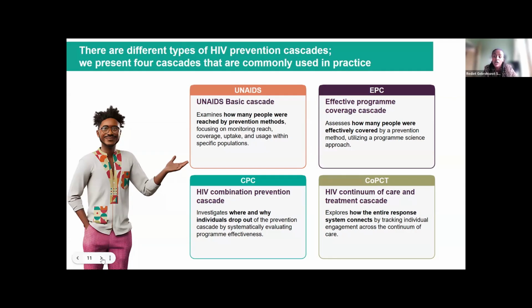If you're trying, as a program manager, to understand the why behind your program drop-offs, the CPC cascade can provide that insight because it investigates where and why individuals drop out of the prevention cascades by systematically evaluating program effectiveness. And the last model is the HIV continuum of care and treatment cascade. This provides a system-wide perspective. It tracks individual engagements across the entire response system, creating a visible link from primary prevention all the way through testing, clinical care, and long-term treatment. Next slide, please.